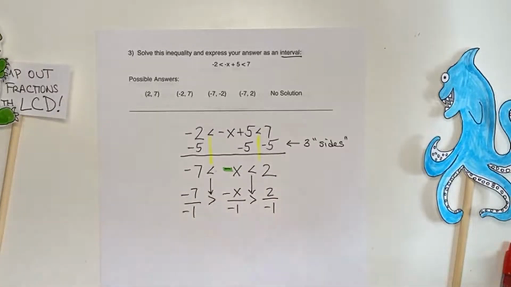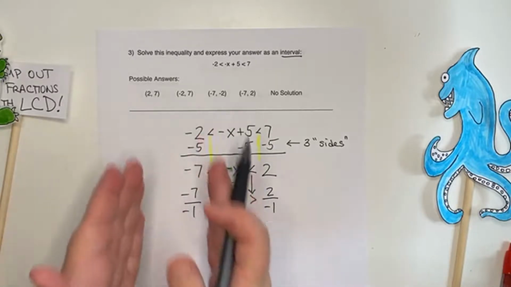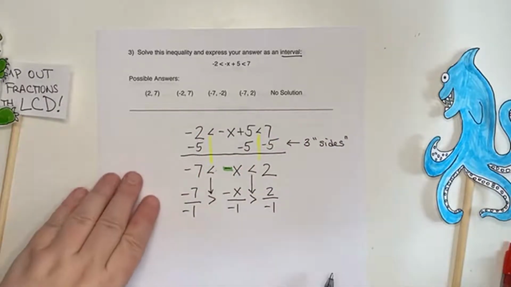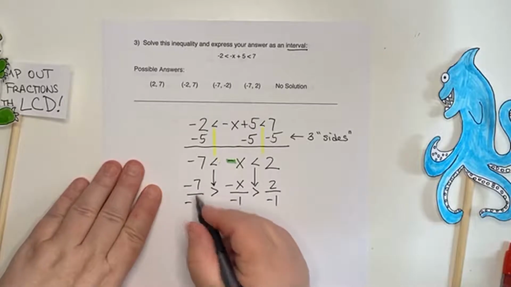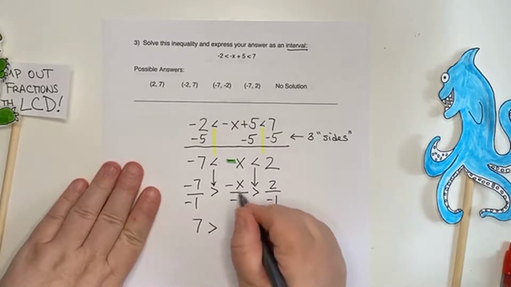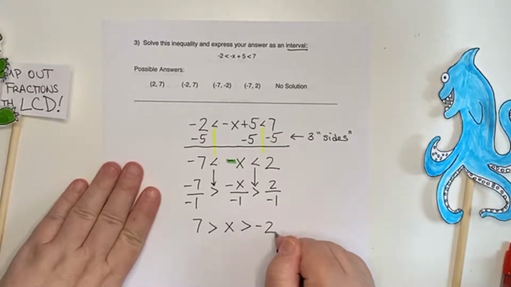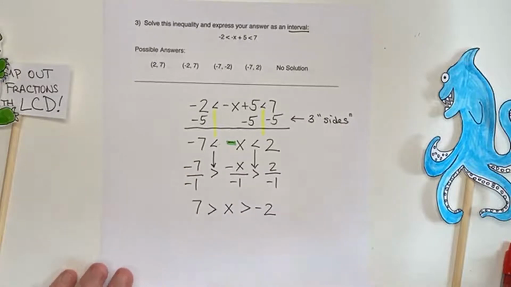Why does it make a difference? Well, if one of them has an equals attached and the other does not, you got to make sure that they stay parallel. Okay, so then I've got -7 over -1, that's 7, is greater than x, which is greater than -2. Now, here's the thing.